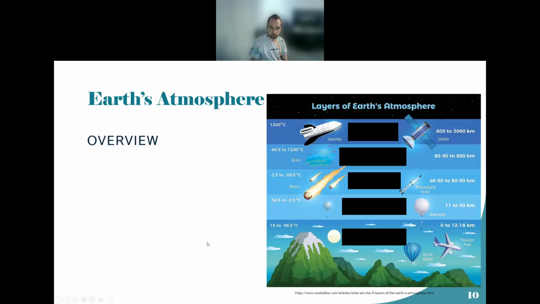Okay, so to overview the Earth's atmosphere, you can pause the video now and try to guess what the layers are. 3, 2, 1.